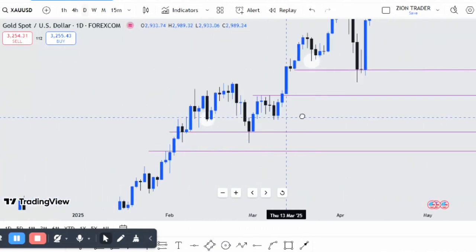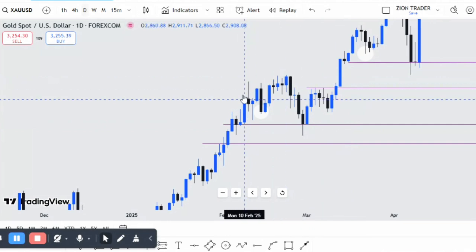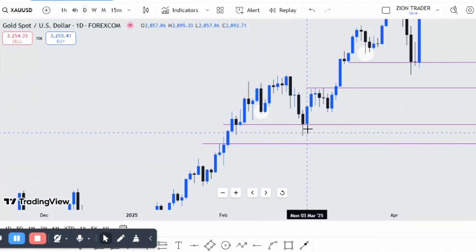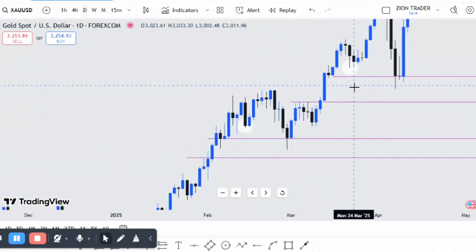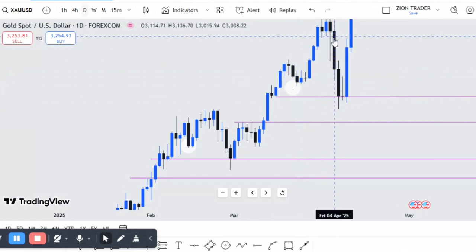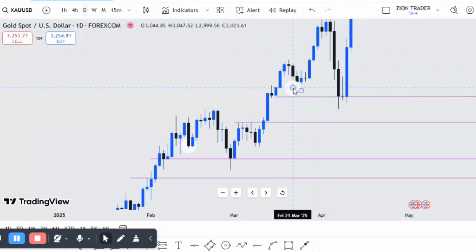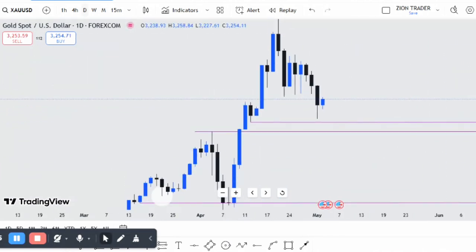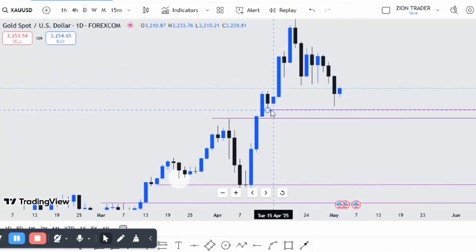The same thing happened here, guys. Gold took out this liquidity here on the daily time frame, traded into the weekly time frame fair value gap, and then it started trading higher. The same pattern repeated itself right there. Gold traded into a weekly imbalance and then took out liquidity on the daily time frame and then started trading higher.